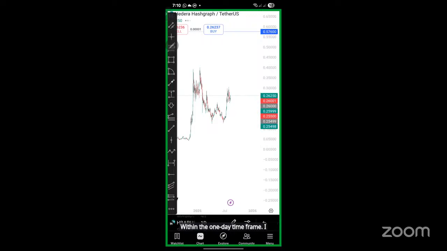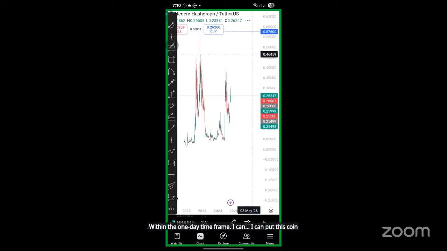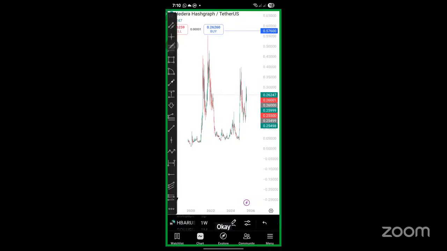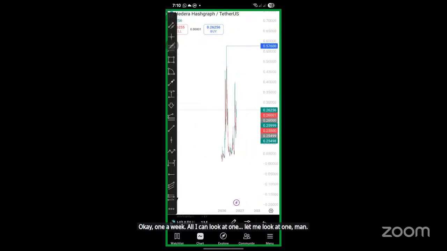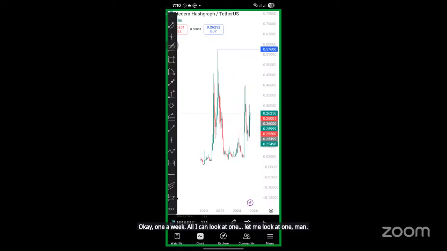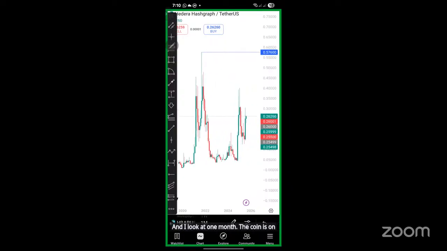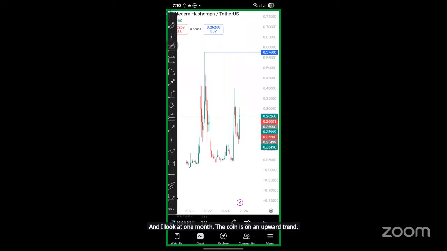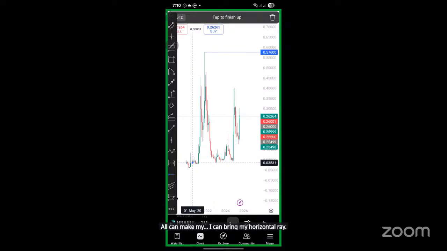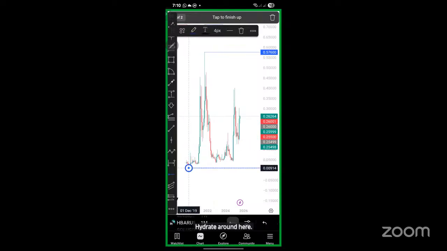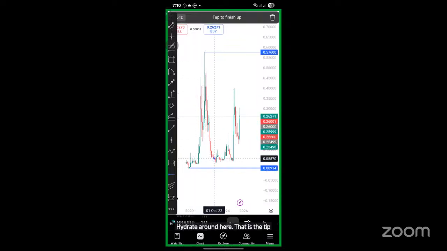Now, within the 1 day time frame, I can put this coin in 1 week first. Okay, 1 week. Or let me look at 1 month. When I look at 1 month, the coin is on an upward trend. Now I may not even do anything there. Or I can bring my horizontal ray and draw it around here. That is the top, and down is the bottom.